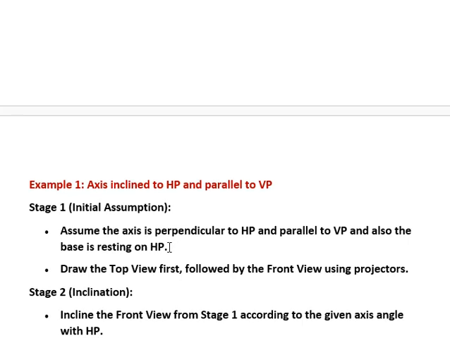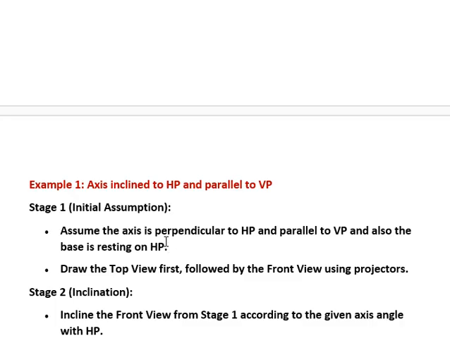Stage 1. If the axis of the solid is inclined to any one of the planes, directly we are not able to project and get the views, that is the front and top views. So for that, first we have to get the true shape of the object. For that, we have to assume suitably. What assumption I'm taking is our stage 1.